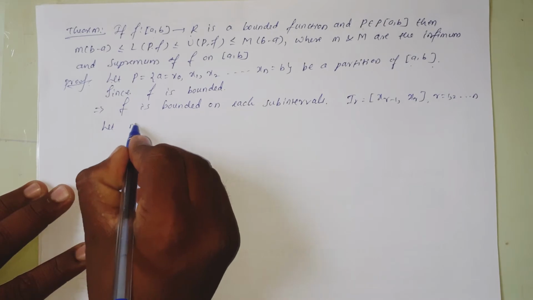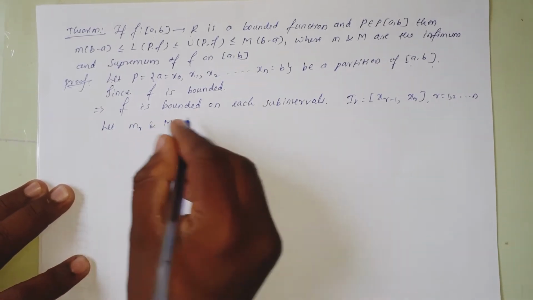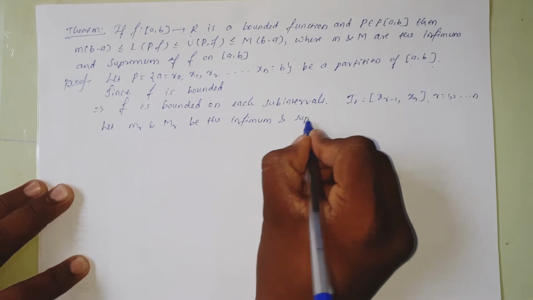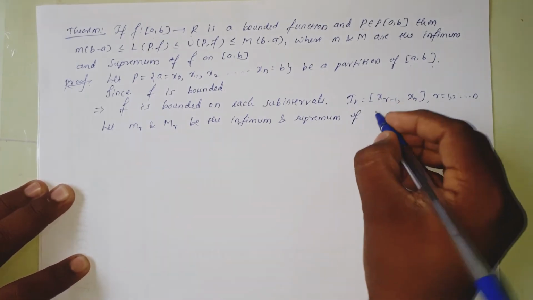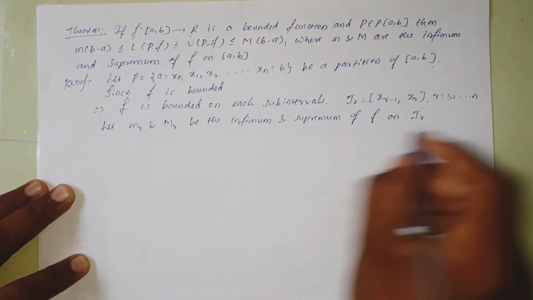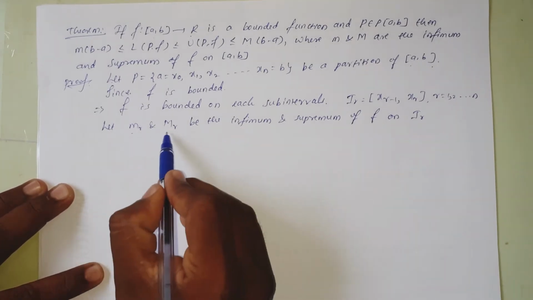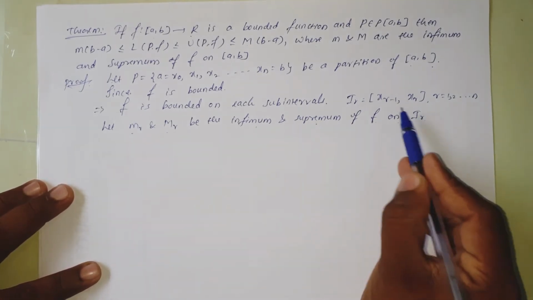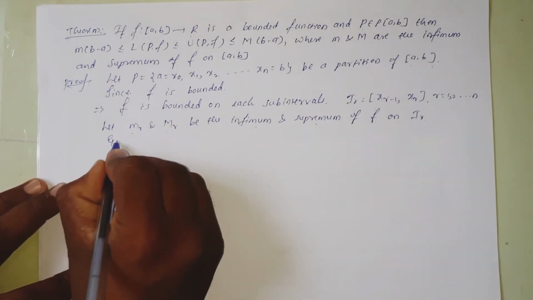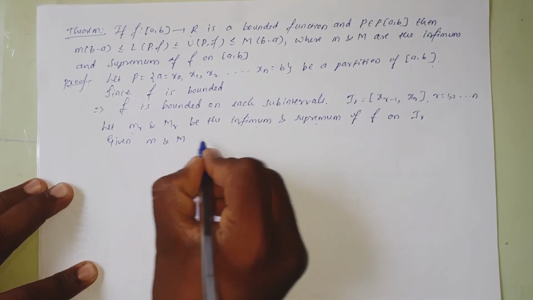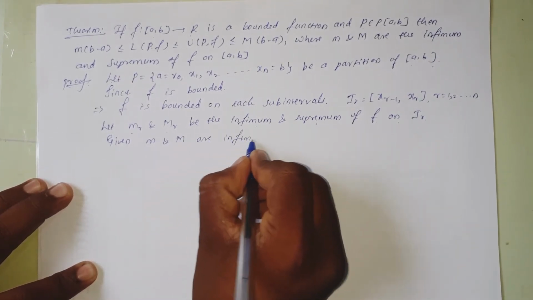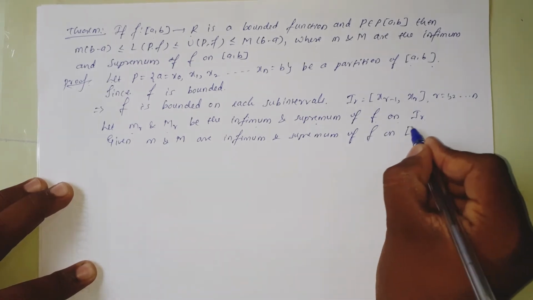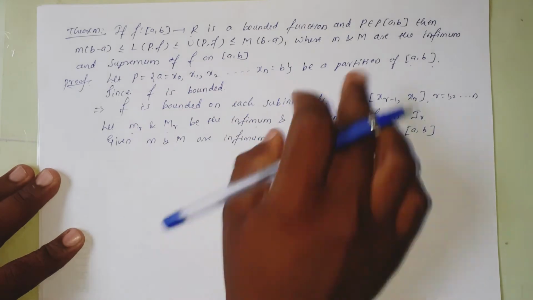Next, let small m_r and capital M_r be the infimum and supremum of f on I_r. So let us consider small m_r and capital M_r to be the infimum and supremum of the function f on I_r, where I_r is the rth subinterval. And also it is given that small m and capital M are the infimum and supremum of f on the closed interval [a, b]. It is given in the statement of the result.